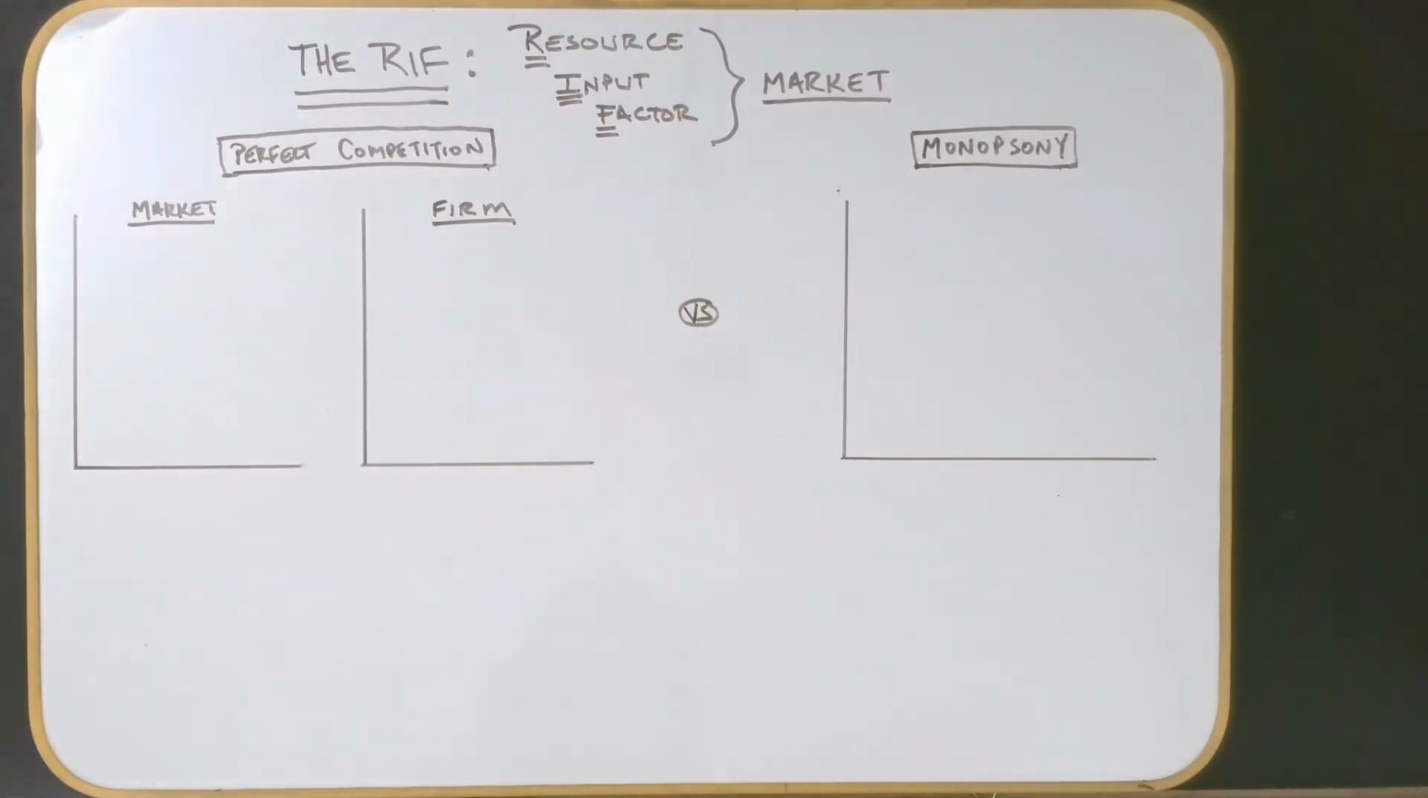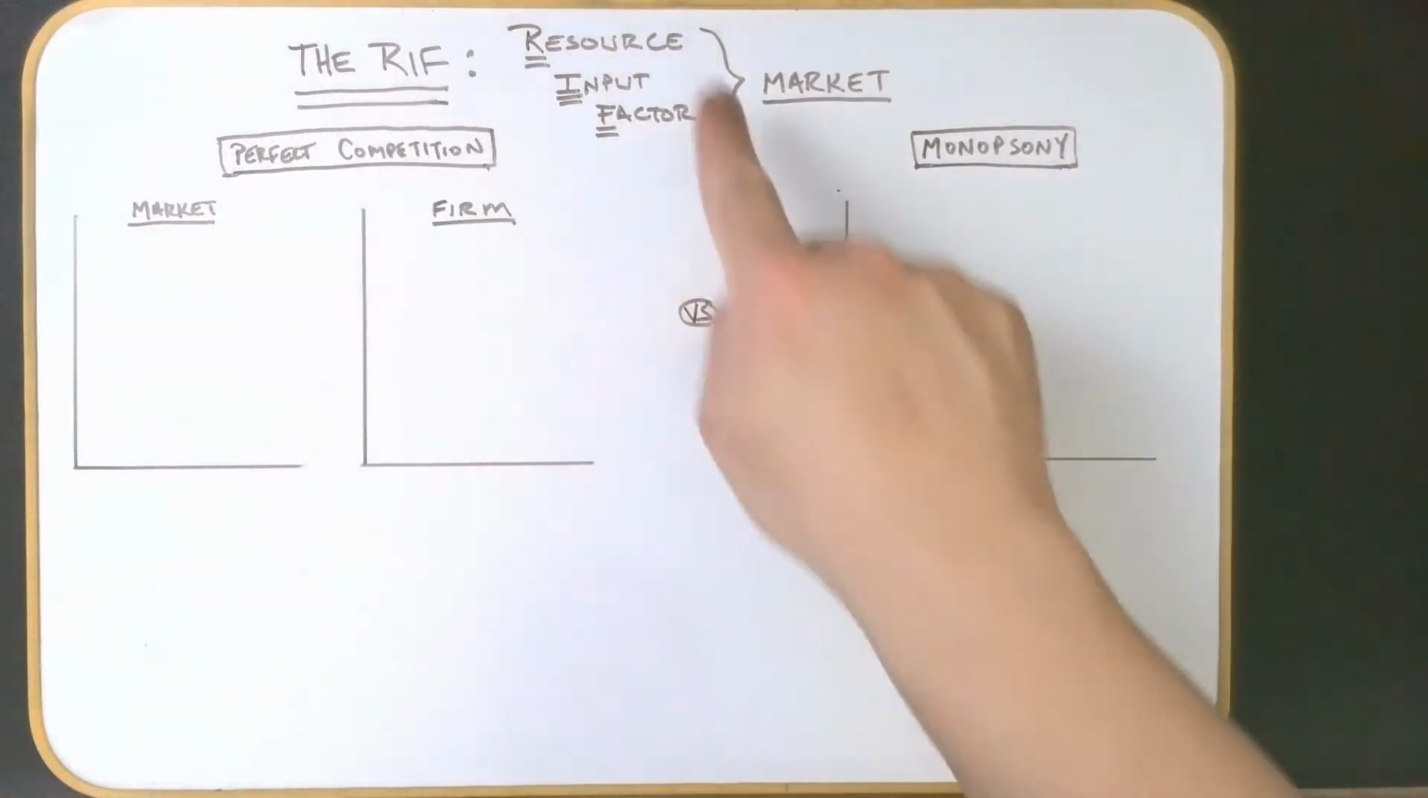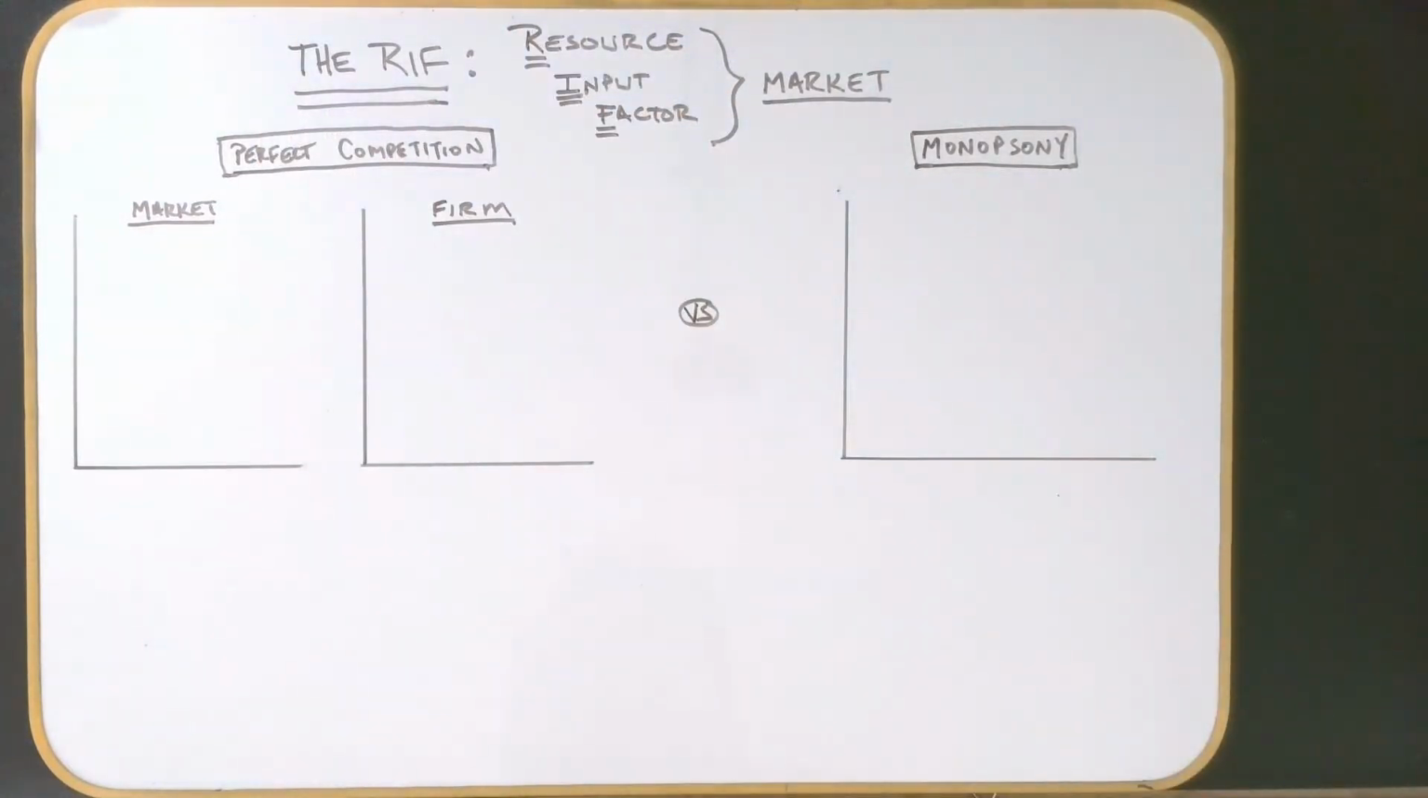Now, when it comes to the resource market, you want to make sure that you recall the resource market can also be called the input market or the factor market. That's why I like to call it the RIF. They're big on synonyms in the AP. You don't want to get thrown by that. And probably they use resource and factor the most. But that's opposite the POG, the product, output, or the goods market.